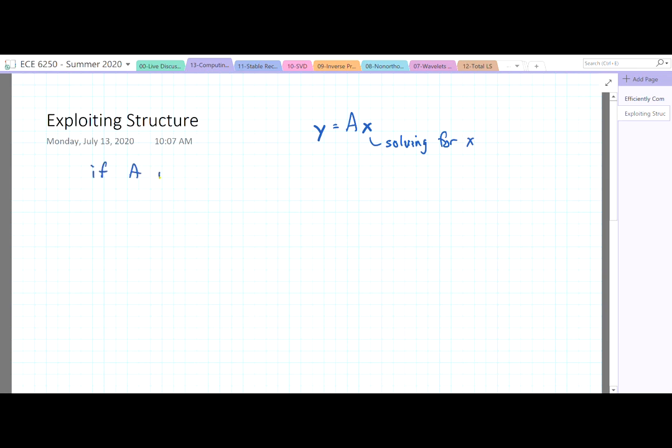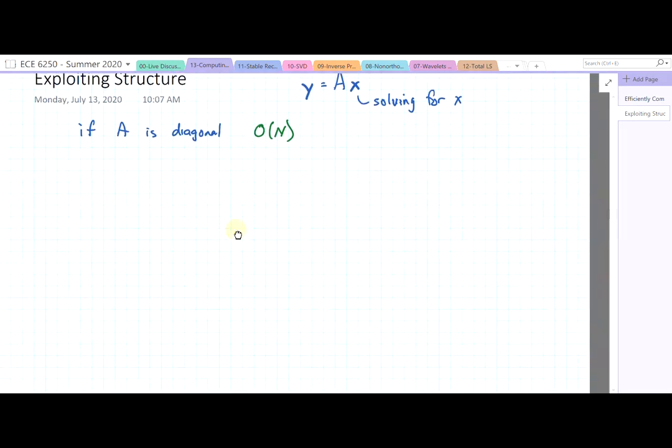If A is diagonal, then we have something order n. We have n rows. Each row can just be solved by dividing the diagonal element into y, and we're done. So this is by far the most efficient and also the least interesting of these problems.